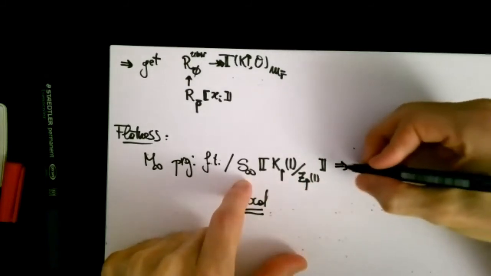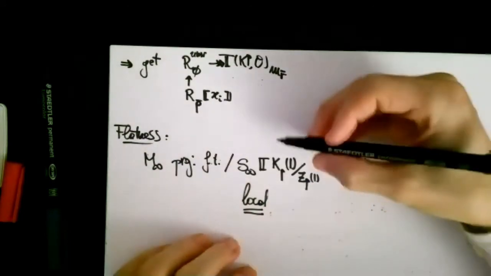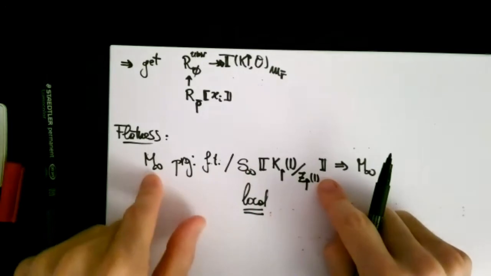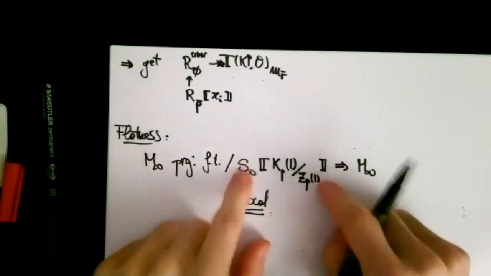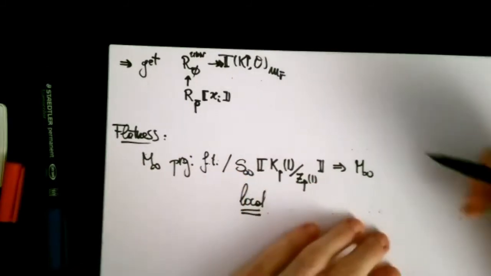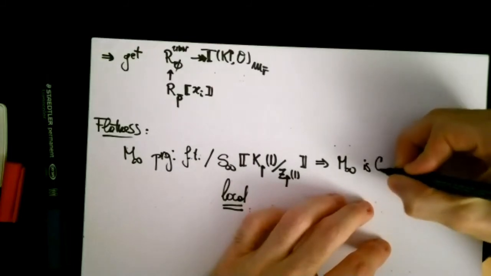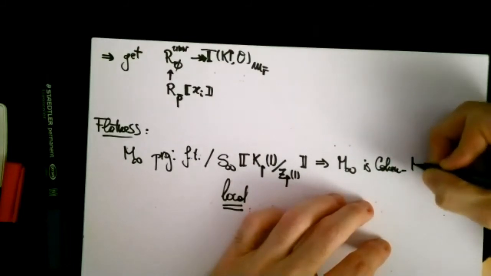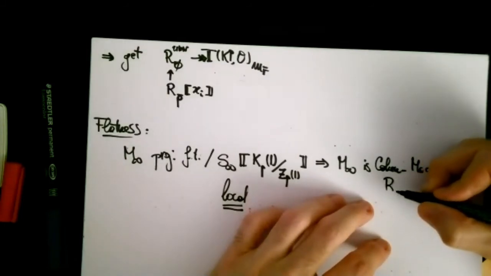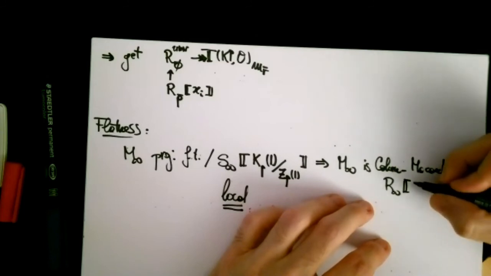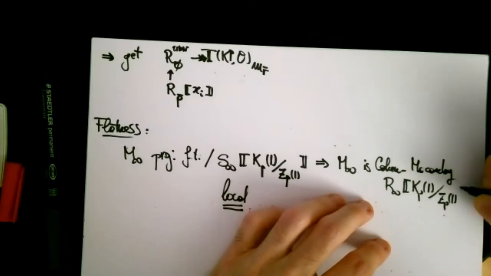And so it's possible to prove that M infinity, so recall that S infinity acts over here through R infinity. And so since M infinity is Cohen-Macaulay over here, it's also Cohen-Macaulay over the ring downstairs. So M infinity is Cohen-Macaulay over R infinity double bracket KP1 over ZP1.